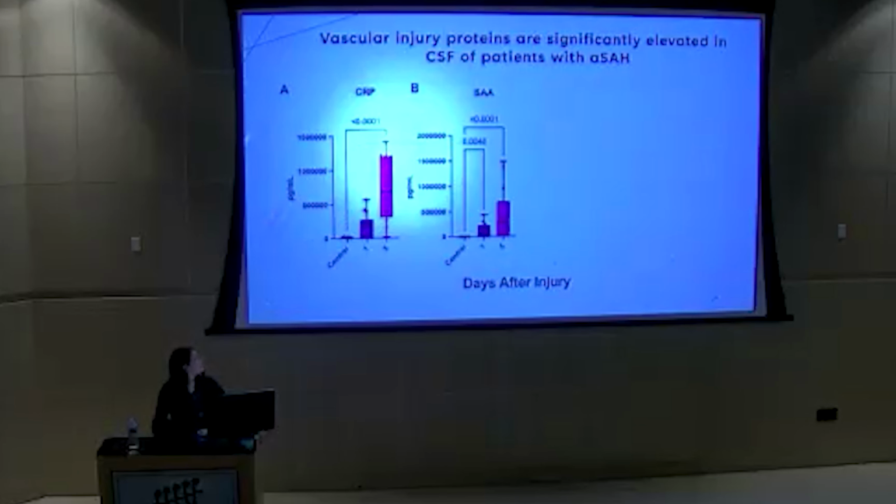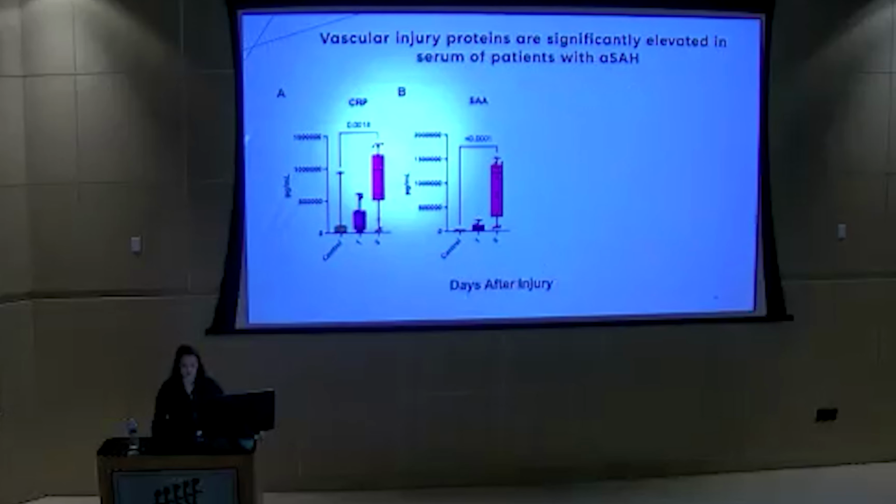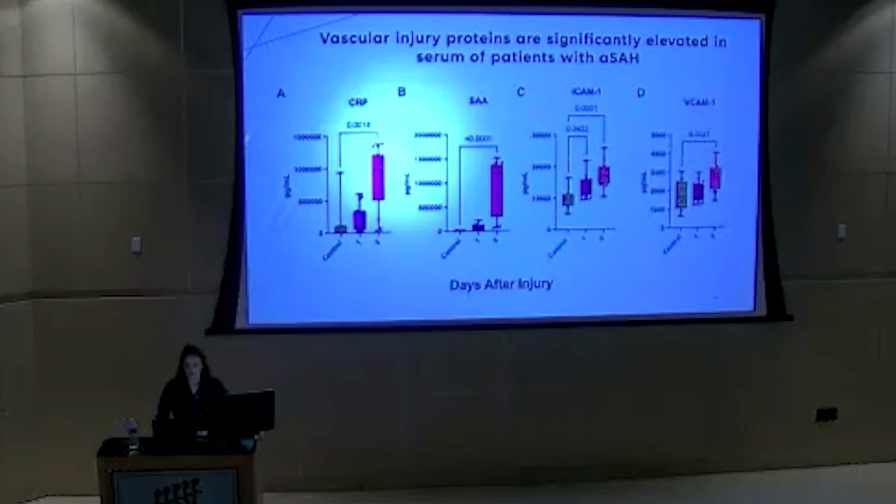So going into the data on this, we saw that these acute phase proteins were significantly elevated, particularly at day 5 in the CSF. And for the adhesion molecules, they were elevated at both time points in the CSF, which is not surprising because this is a local picture of injury. In the serum, we saw that again, they were elevated at day 5, and then they were also elevated at day 5, the adhesion molecules. The adhesion molecules should not be free-floating, so this is indication that there's vascular disruption.